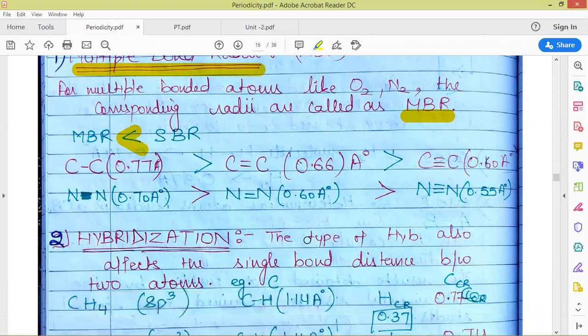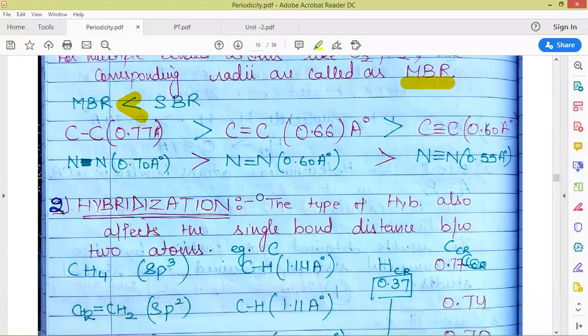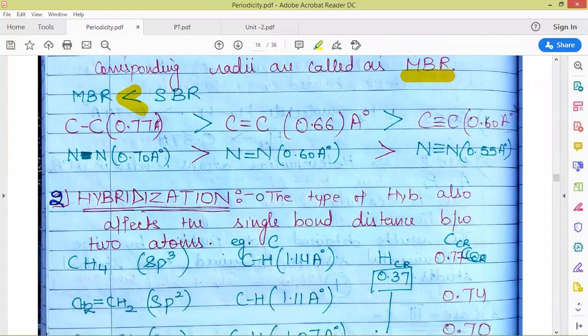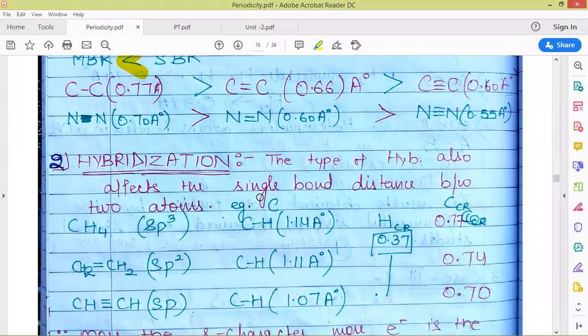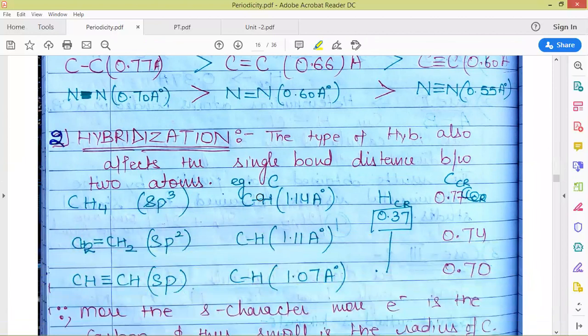So this thing is required to be kept in mind when we are calculating the covalent radii. If multiple bonds are there, then we'll have to consider the multiple bond radii, not the single bond radii, of those atoms for which we want to calculate. The next factor which affects the covalent radii is hybridization. The covalent radii is also dependent upon the hybridization of the concerned atom.